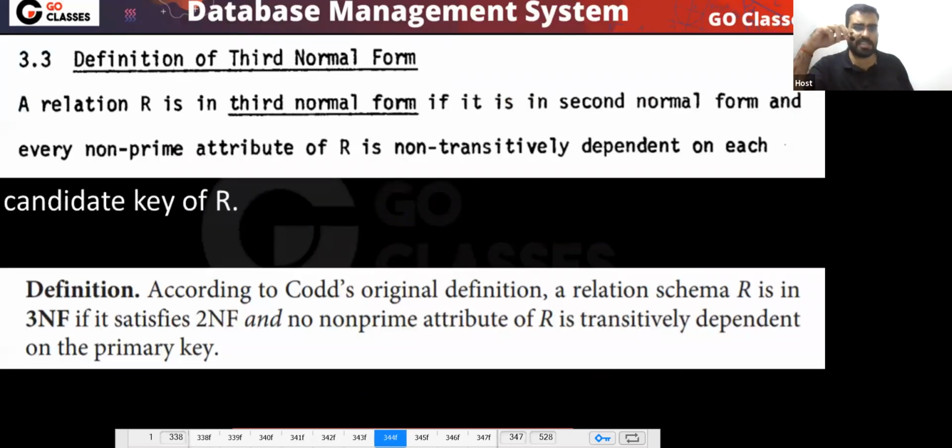Anyone has any doubt? Please tell me. Anyone has any doubt in the third normal form? Mavit is asking, sir, can we say that attributes present in the LHS of all FDs are non-prime attributes?